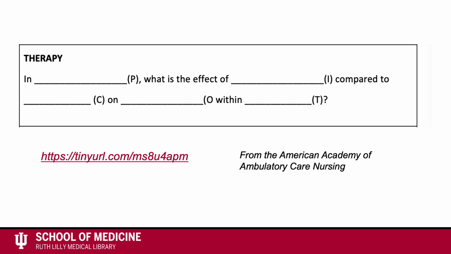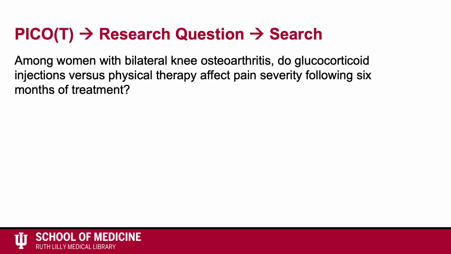So we could say, again, we could just fill in our PICO components once we've had them identified. So in women with bilateral knee osteoarthritis, what's the effect of steroid injections compared to physical therapy on pain severity within 6 months? So easy. You can find this particular template by going to this tiny URL or by Googling AAACN PICO template, and that will bring it up. I know this can feel like busy work, but the more well-defined your question is, the less time you are going to spend spinning your wheels, and the faster you'll be able to find what you need.